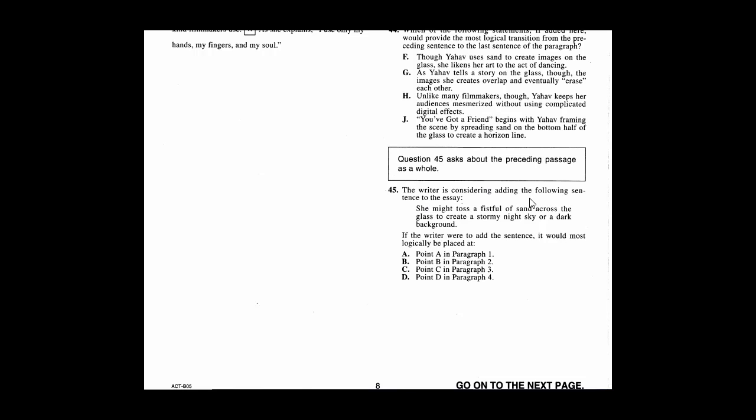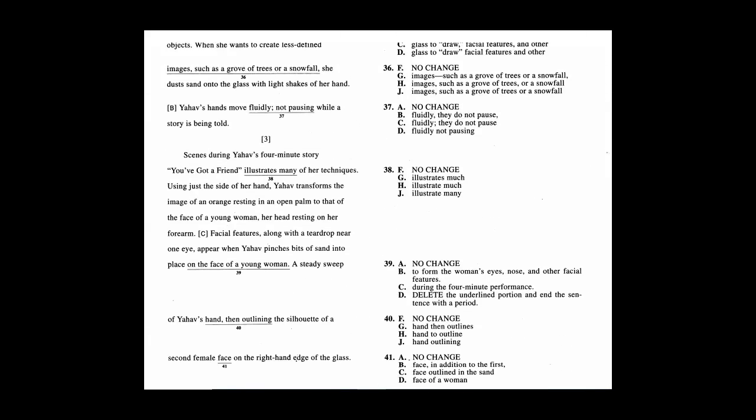It says the writer is considering adding this sentence. She might toss a fistful of sand across the glass. Here I notice I see the word fistful, okay? So what I want to do is I want to go ahead and look for something that relates to a fist. Let's go into the passage, look in paragraph 1, 2, 3, and 4, and see where they talk about sand in your fist. Okay, we'll zap on back here and take a look at that.